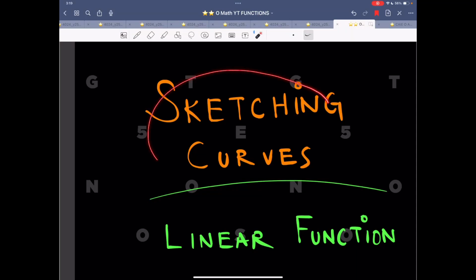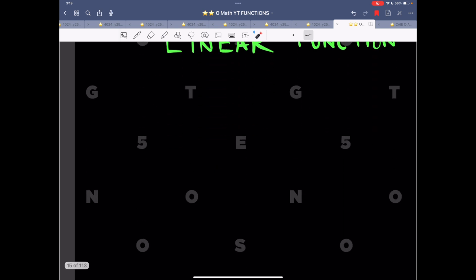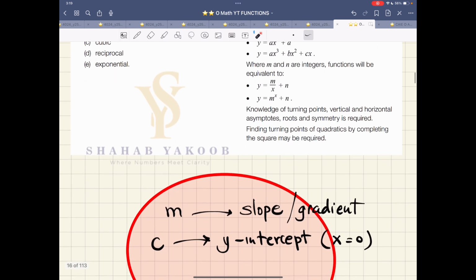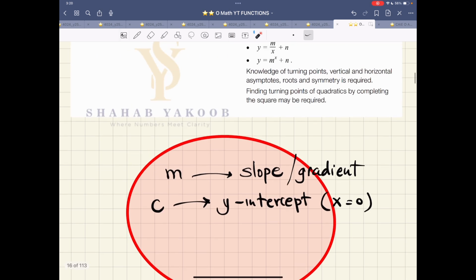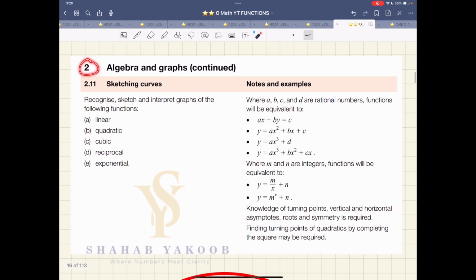In today's lecture, we are focusing on sketching curves, and it's as simple as sketching some linear functions. So now we will focus on how the value of m and the value of c will decide how the line is sketched. Now in topic 2, subtopic 2.11, we are talking about sketching curves, and we are focusing on this thing which is linear, and that is how linear looks like.